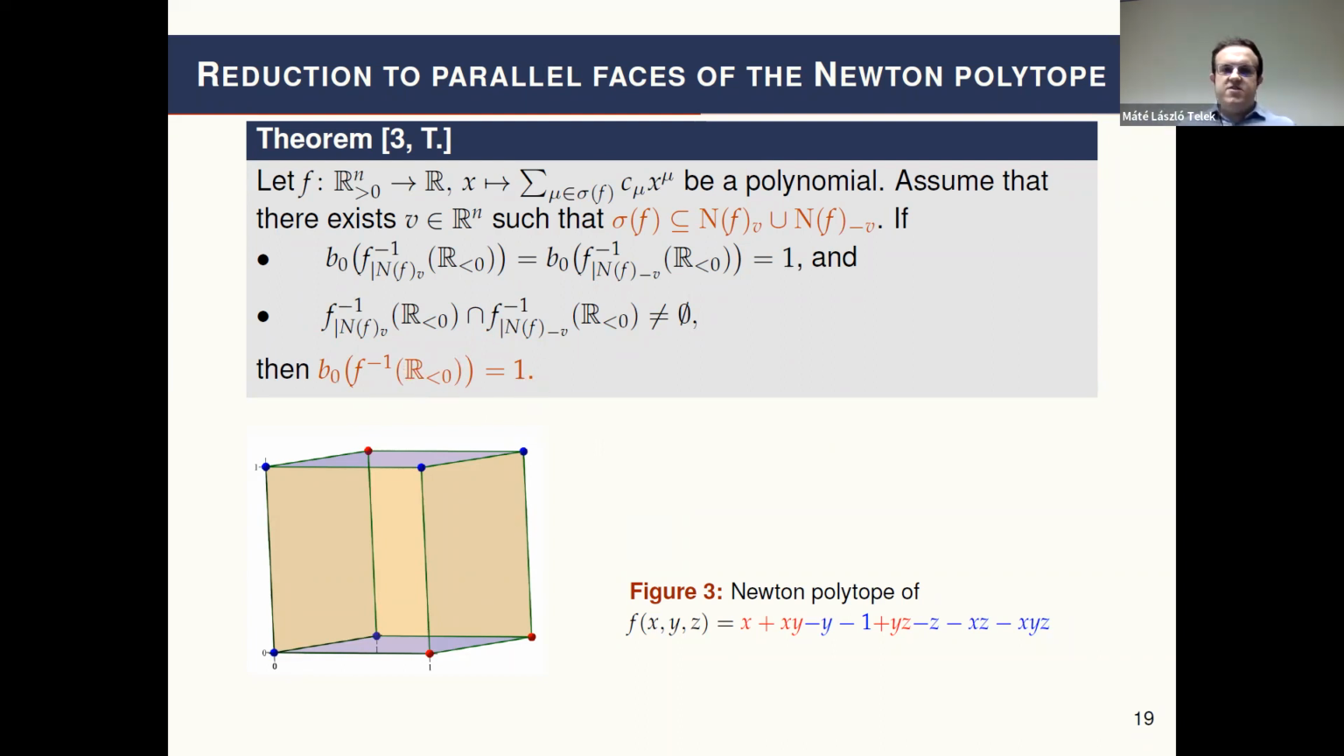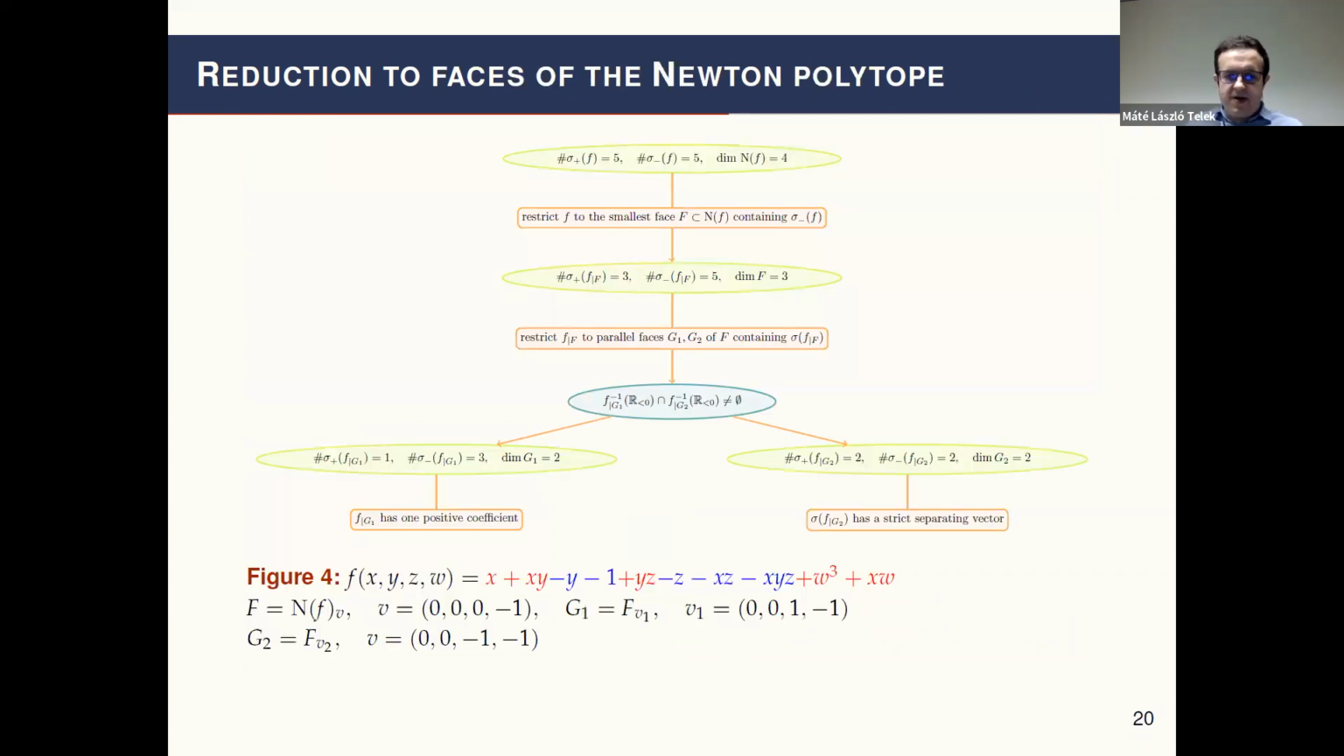So using this theorem, you can split up your problem into two smaller polynomials. If you go back to this polynomial in 4 variables, then we can see in this picture what the algorithm does. In the first step, we restrict the polynomial to a face that contains all the negative exponent vectors. And then I start to look for parallel faces, and I find two parallel faces. If I'm lucky, these two parallel faces are easy enough that I can conclude that the preimage of the negative real line under these polynomials is connected.